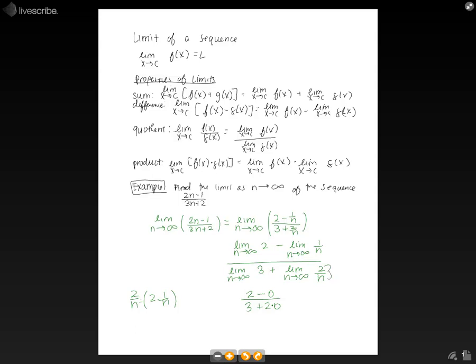So this little portion right here can also be written as the limit as n approaches infinity of 2 times the limit as n approaches infinity of 1 over n. So when you simplify this, you have 2/3. So the limit as n approaches infinity of this sequence is 2/3.